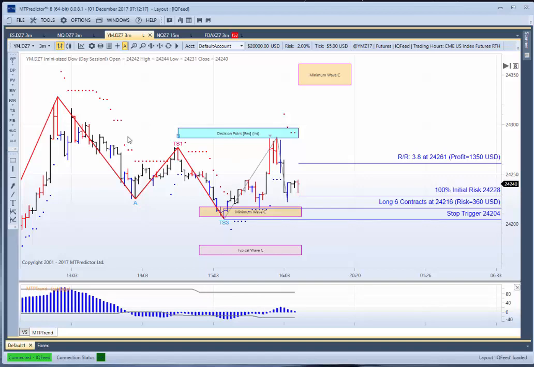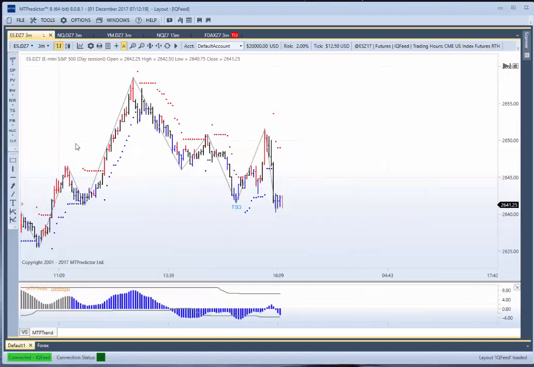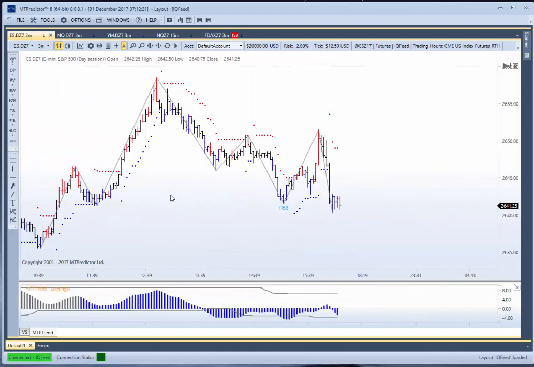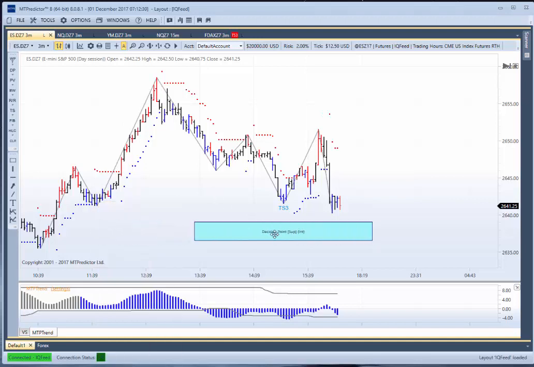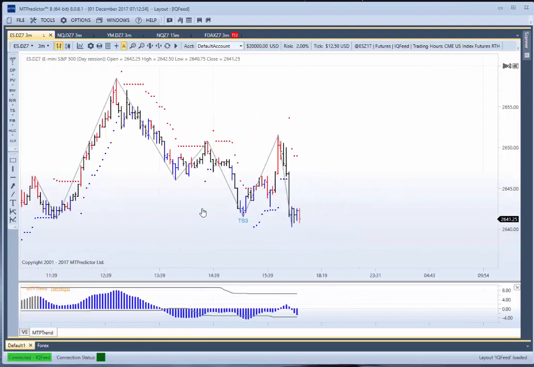Does it happen all the time? Of course not. Let's have a look at the same setup on the ES. Here's just like we had on the NQ, here's the last swing into the high. If I right mouse click down here, this would be an area of support. As you can see, the market never got there. So it never got to that support zone. So that one didn't work.